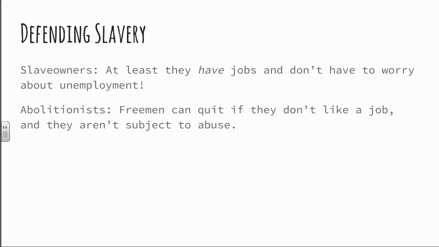Obviously, the Northern abolitionists, I hope you remember abolish as in to get rid of, so the abolitionists moved to get rid of slavery, argued that while it may be true that they didn't have the best situation in the North, at least they could quit if they didn't like a job. They weren't subject to the kind of abuse that slaves were at the hands of especially cruel slave owners and especially cruel supervisors.